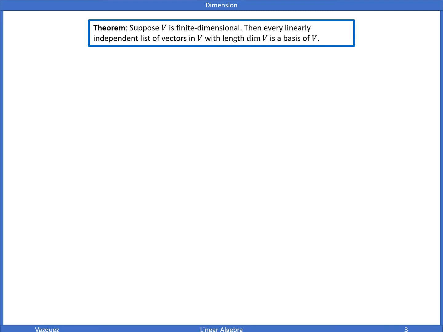Okay, so now we have a theorem that says suppose V is finite dimensional. Then every linearly independent list of vectors in V with length equal to the dimension of V is a basis of V. And this should make intuitive sense, right? An easy example people always go with is a standard basis. We can always do that, just serve that visualization of Euclidean spaces as an example.